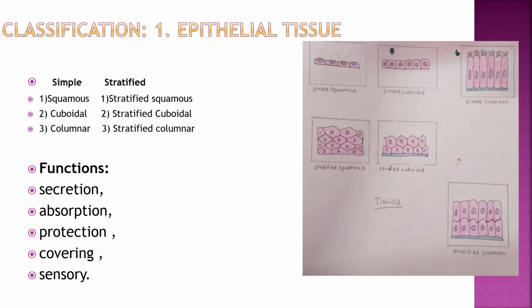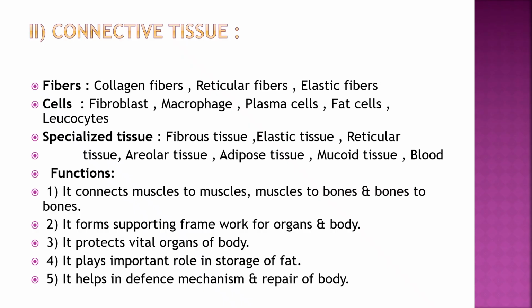Second is connective tissue. Mainly it is blood, that is liquid connective tissue. Then fibrous tissue, elastic tissue, adipose, reticular tissue and cartilage. Cartilage is of three types: hyaline, fibrous, and elastic cartilage. The function of connective tissue and cartilage is connecting systems, covering, protection, and shock absorption by adipose tissue.